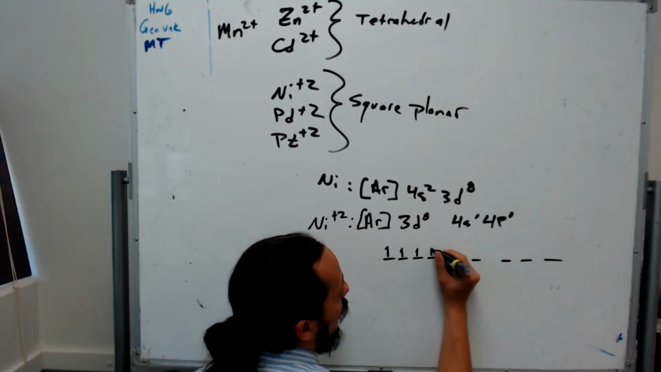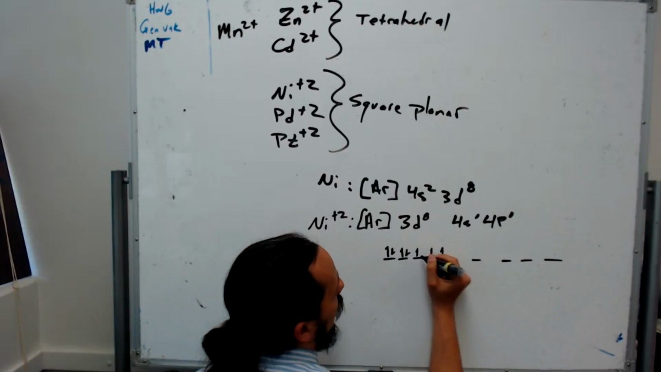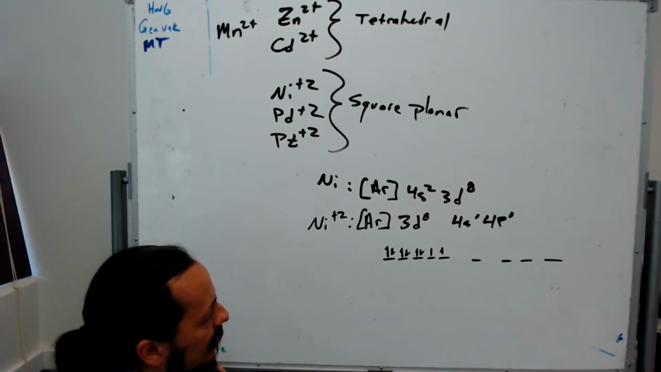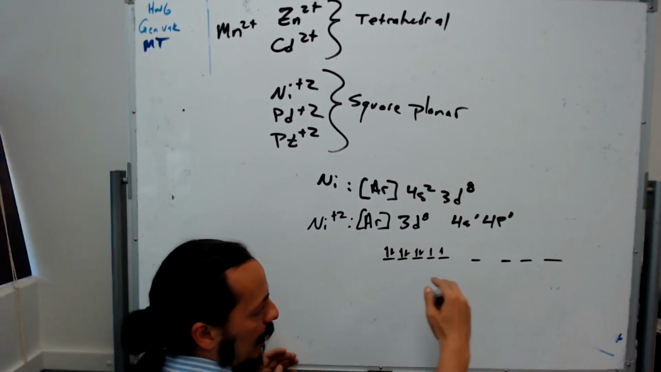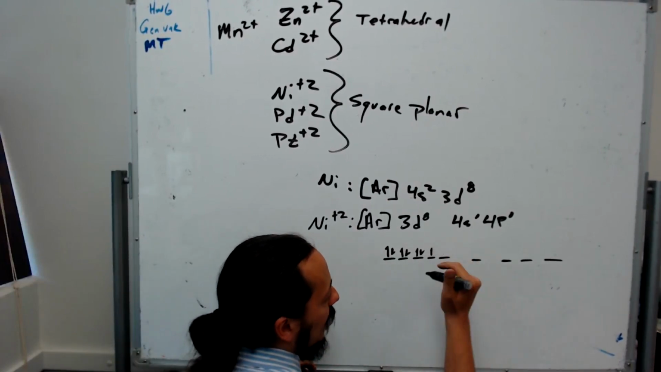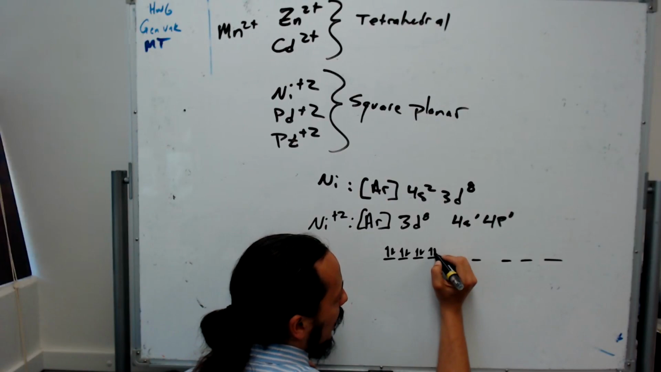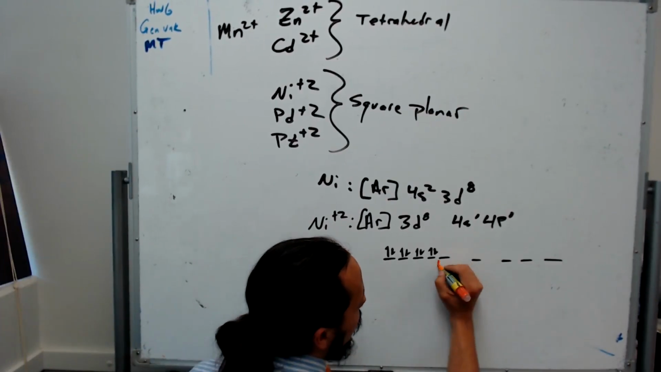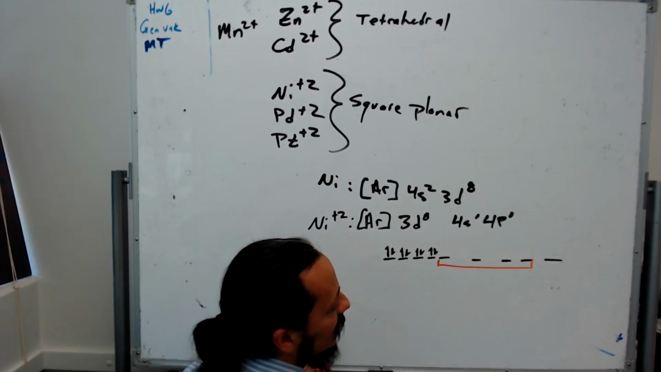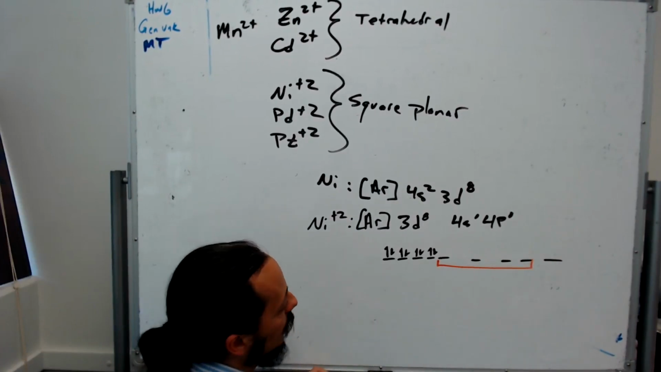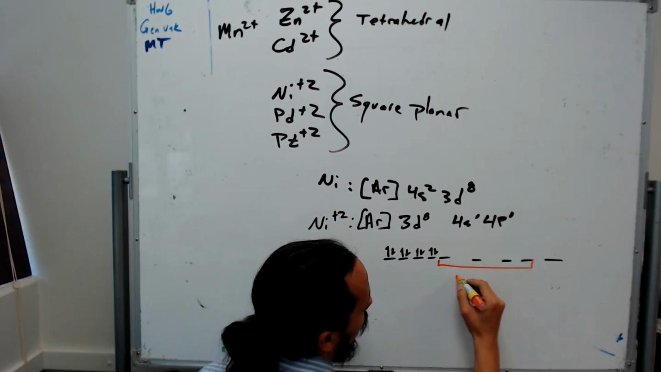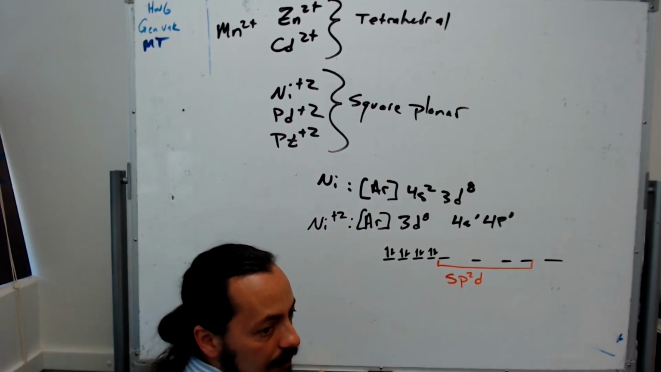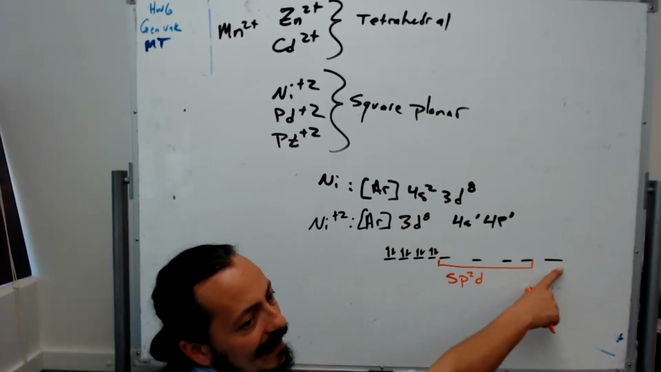Two, 3, 4, 5, 6, 7, 8. I've got space left over in my d orbital. When other things start to come along to interact with this, these 2 electrons can actually get forced together, leaving me with a D, an S, and some P's. So that's going to form an sp2d hybridization.